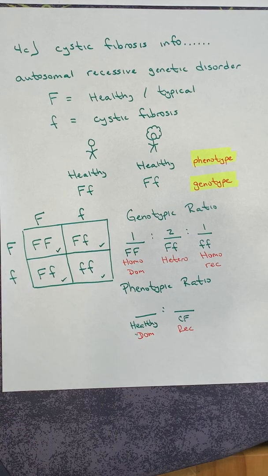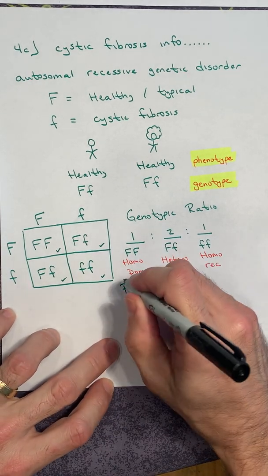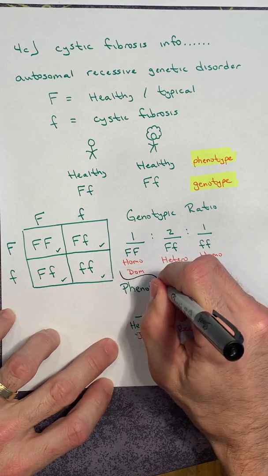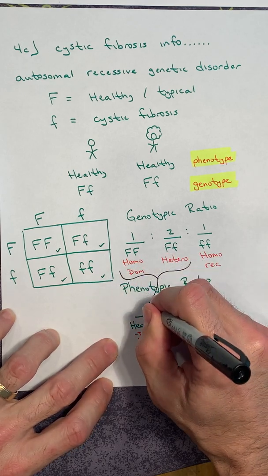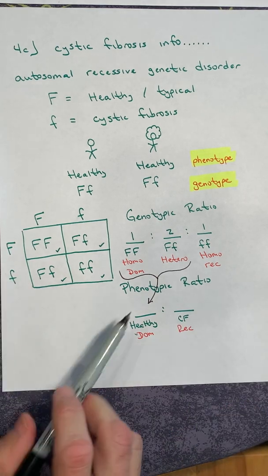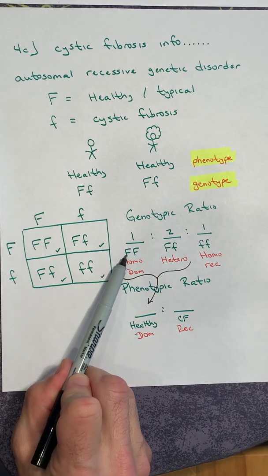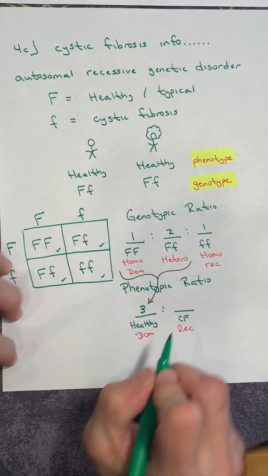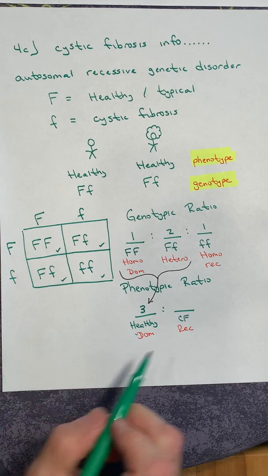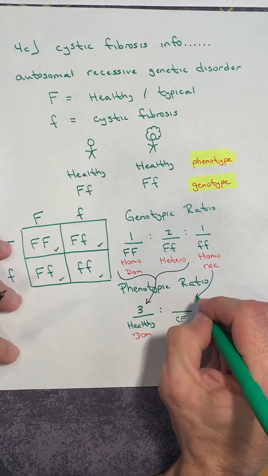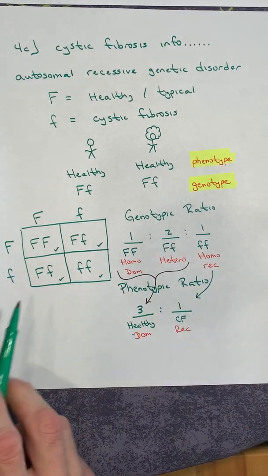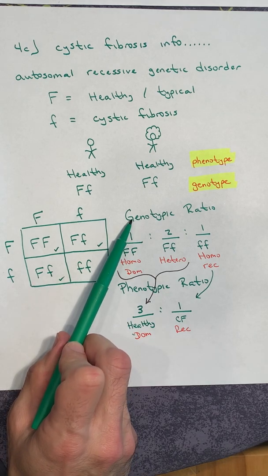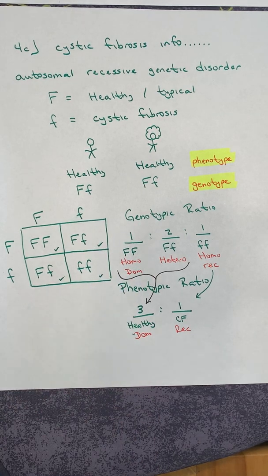Now, what's interesting about this is the individuals that have big F, big F, homozygous dominant, and heterozygous, even though they have different genotypes, they have the same phenotype. Both of these individuals carry and express the dominant F. Therefore, all three of these individuals are healthy. Whereas this individual here is sick. So here's your genotypic ratio, here's your phenotypic ratio.